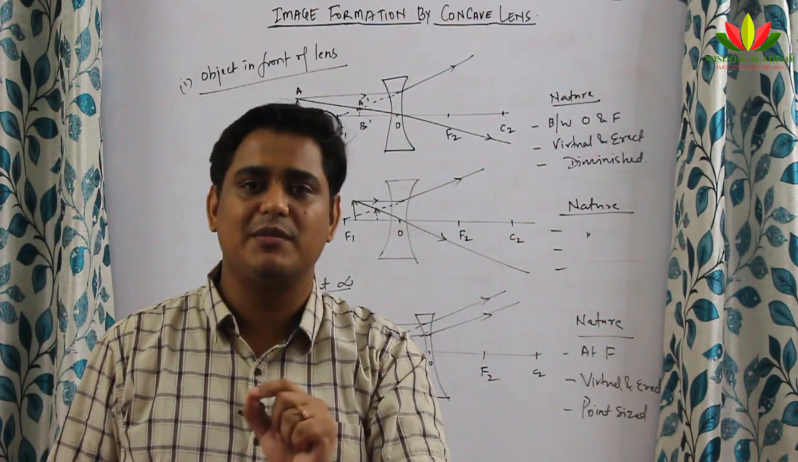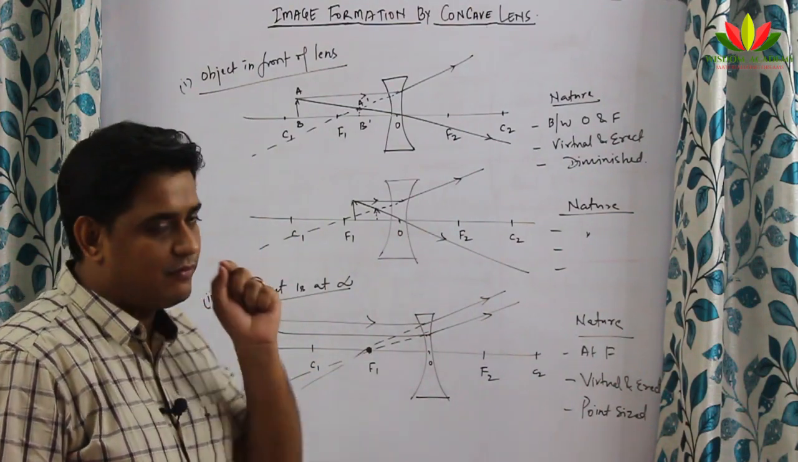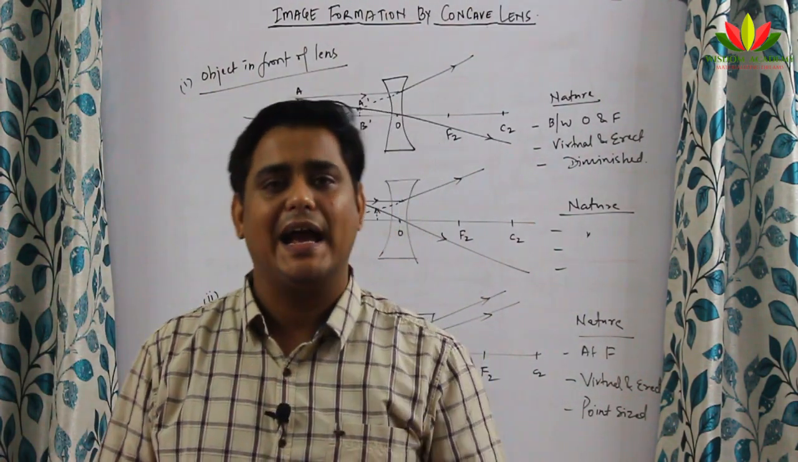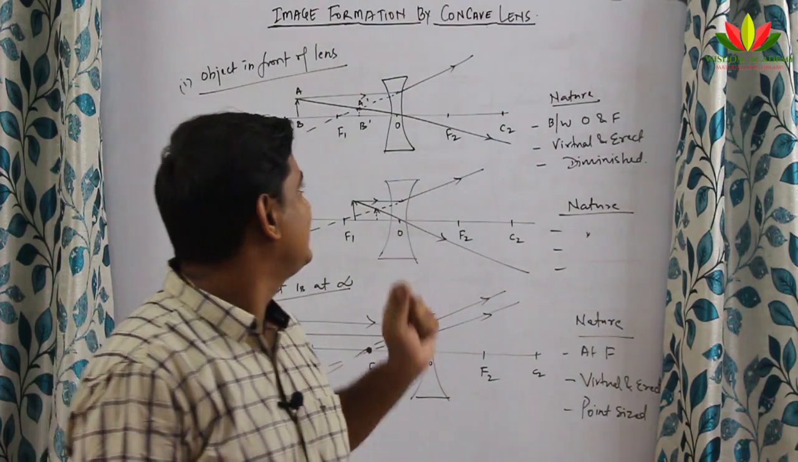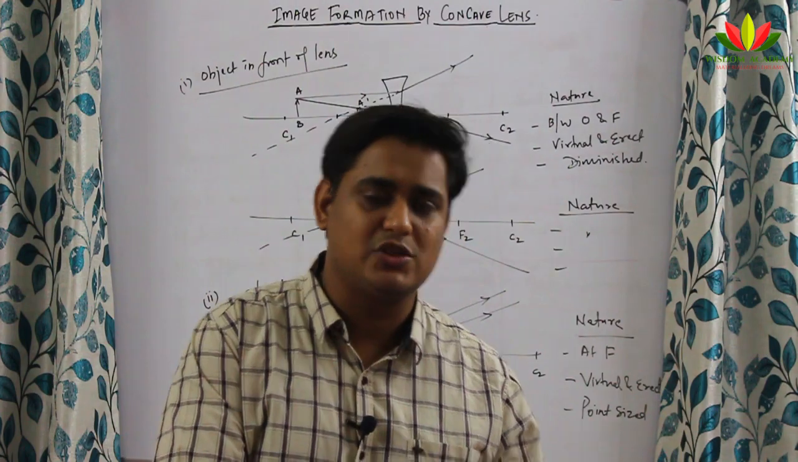The image will be virtual and erect and diminished, and if the object is at infinity, the image will be at focus, virtual, erect, and point sized. Now let us see what the uses of these lenses are. So what is the use of this convex lens, and the use of this concave lens?